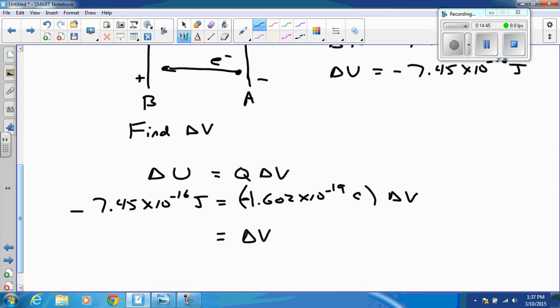Somebody, anybody? What you got? 4,650? Sounds about right. 4,650 volts, and that's plus. Let's see if it makes sense that it is plus.